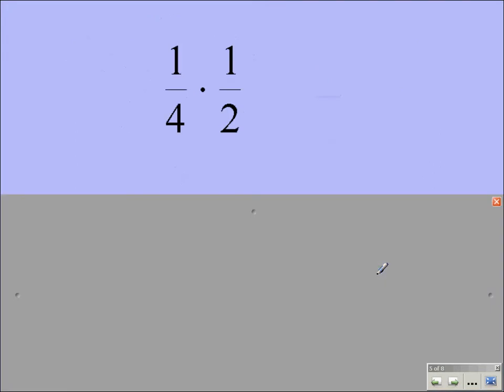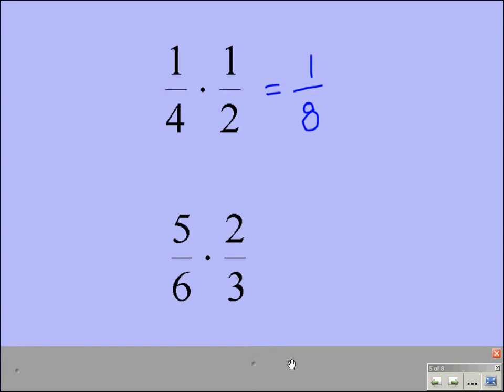So let's first take a look at 1/4 times 1/2. In this particular problem, there's nothing we can cancel, nothing in the numerators and the denominators that have common factors, so we're just going to multiply through. 1 times 1 is 1, and 4 times 2 is 8. And that's as simple as it gets, and we've done the operation. Now, let's take a look at another problem.